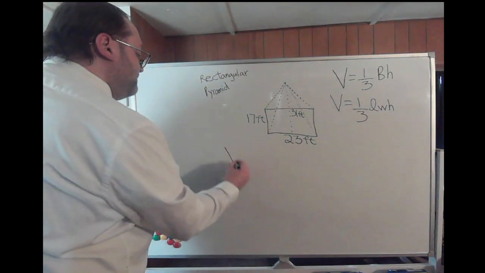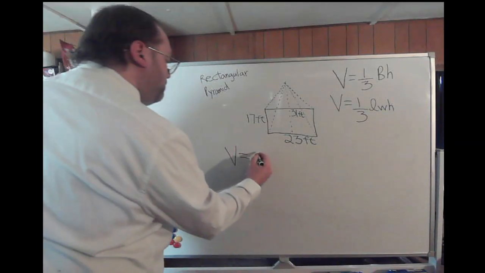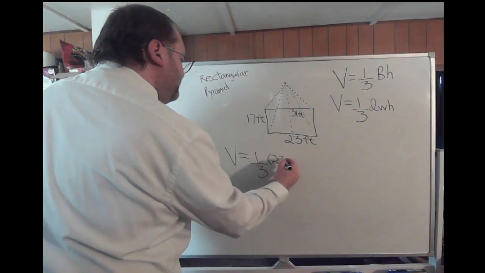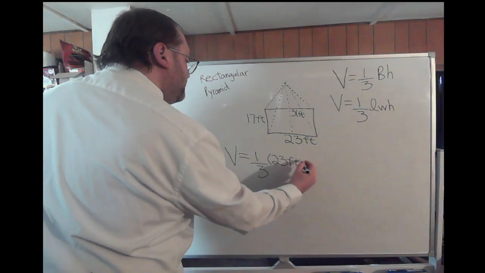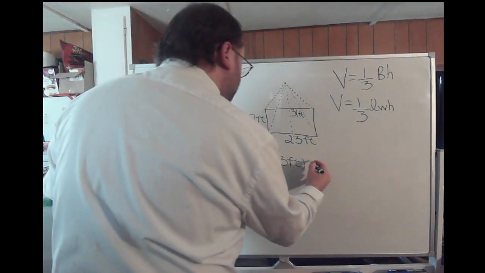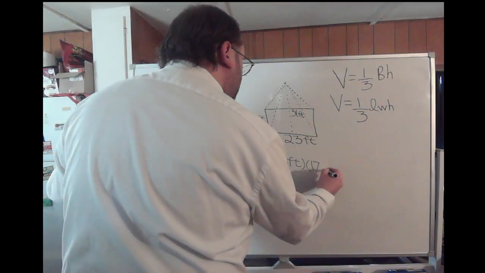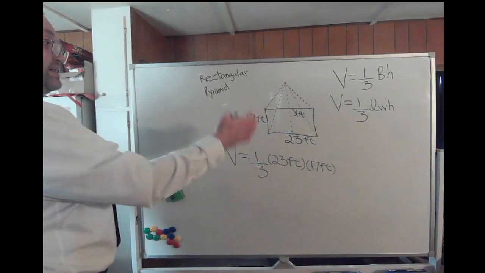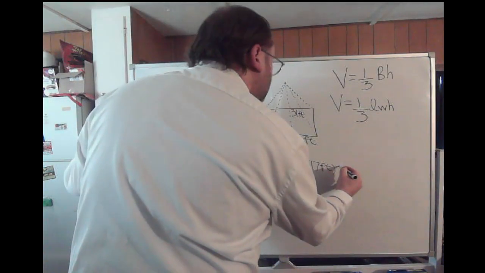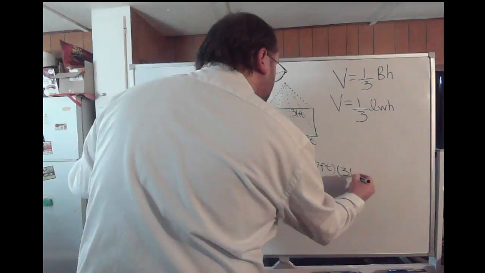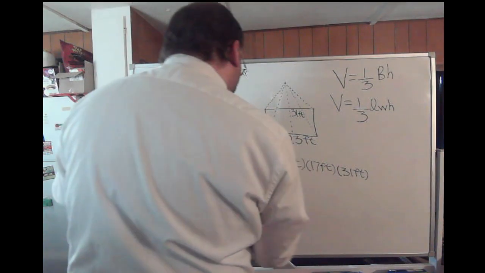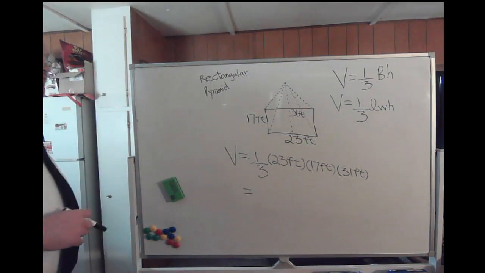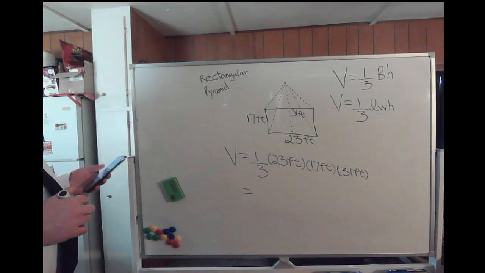To find the volume of this particular pyramid, you're going to take 1/3 times your length, which would be 23 feet, times your width, which would be 17 feet. The first two measurements we've just put in are for the base, being the rectangular part of the pyramid. Then you have the height, which we determine to be 31 feet. So all you have now is just a straightforward multiplication problem. This one doesn't involve any exponents, so you can go straight through and do your multiplication.